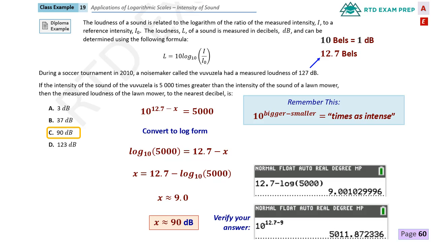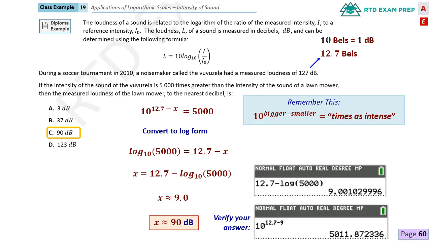And much like in 18, we would have to combine two versions of it, which is to say the intensity of the vuvuzela and the intensity of the lawnmower, into a single one by dividing them together. All of this work, though, would just bring us back to that very first step, which was 10 to the bigger minus smaller equals 5,000 times as intense. So it may be a worthwhile algebraic activity for you, but it isn't actually any more productive than just starting as we did here. If you do choose to try it that way, best of luck.